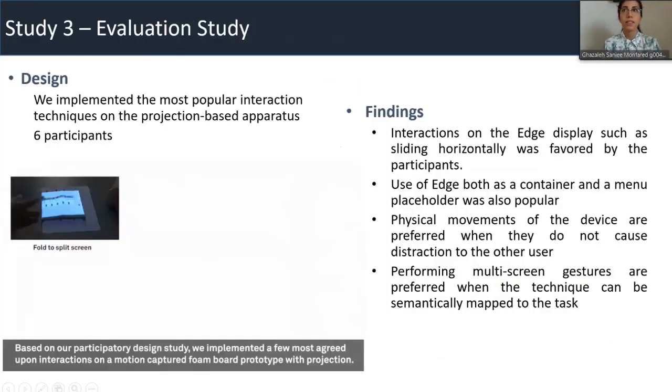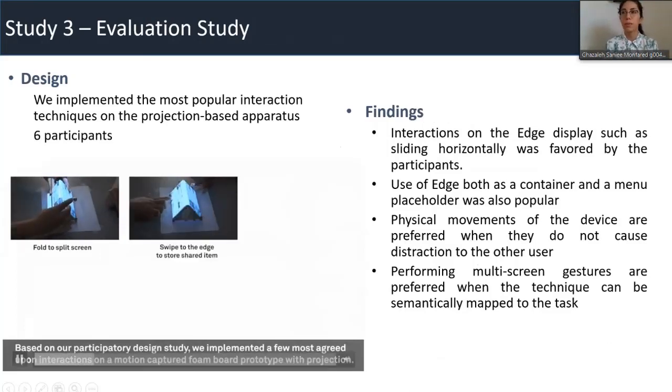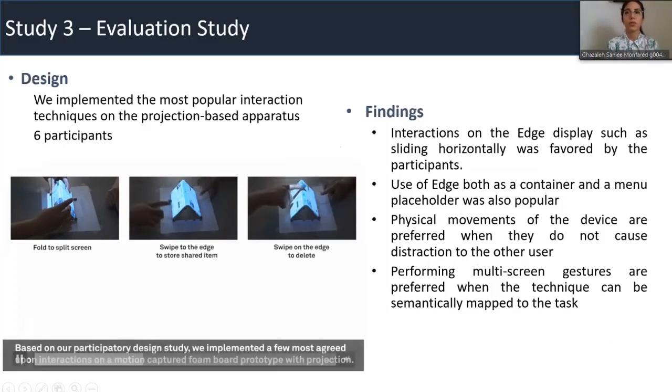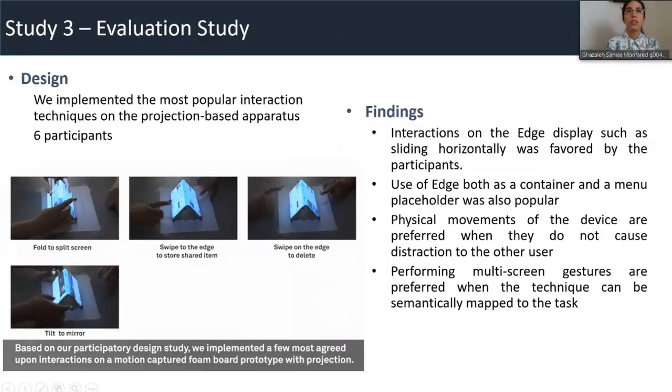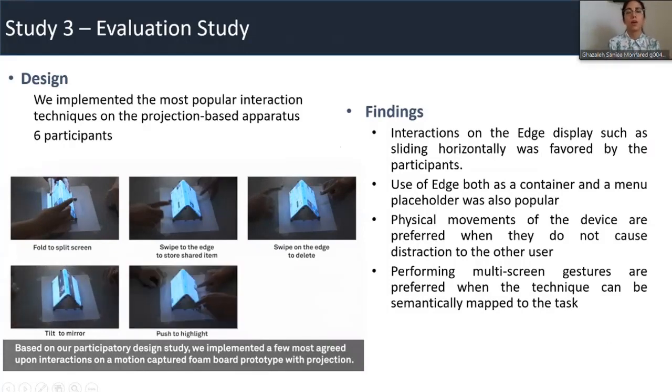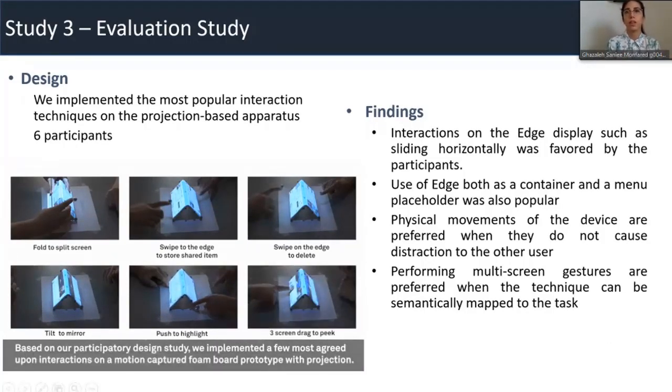In our last stage, we basically tried to assess these interaction techniques with other participants. So we had 6 participants in this round, and the participants get to try these techniques with the experimenter. So some of the findings are that often the interactions on the edge display, such as sliding horizontally on it, were favored by our participants because of its clean feeling. The users envision using the edge display both as a container and a menu placeholder.